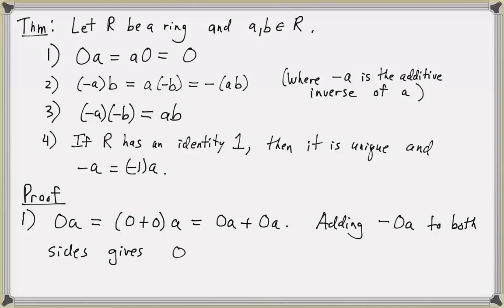Gives 0 equals 0 times A. And then in like fashion, we could show that A times 0 must equal 0. So this first property just follows from the distributive property.